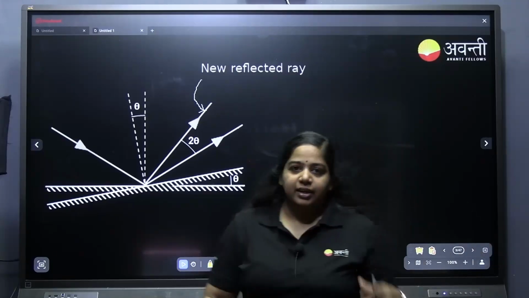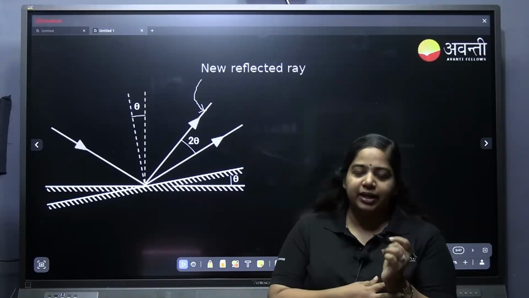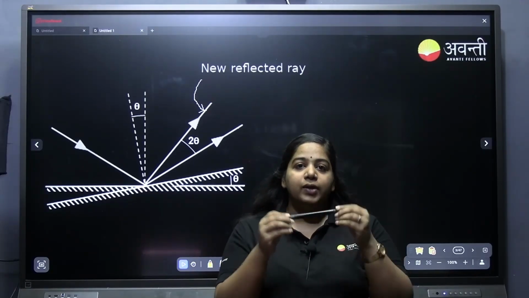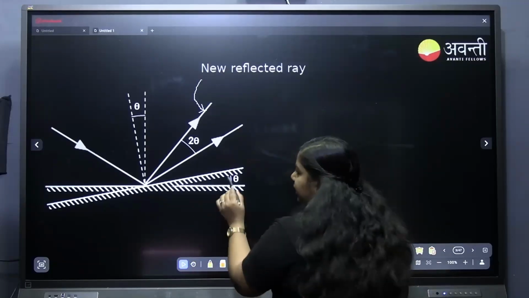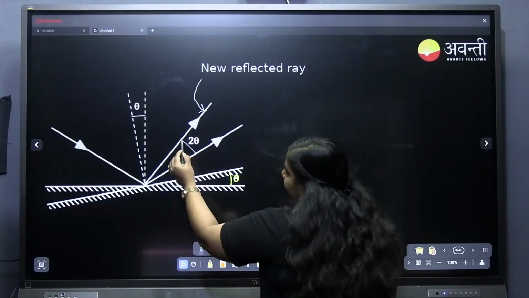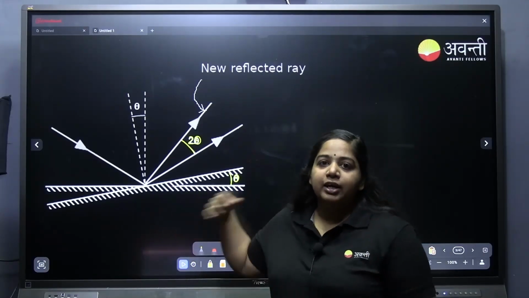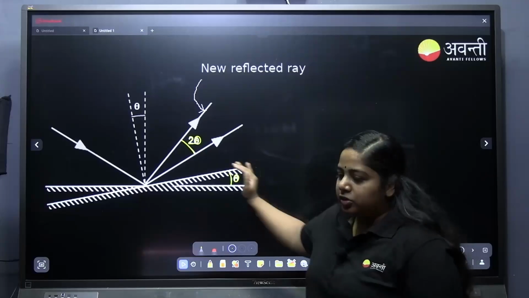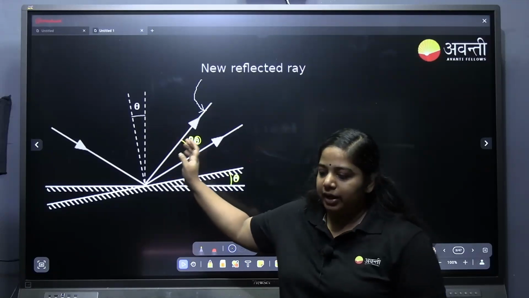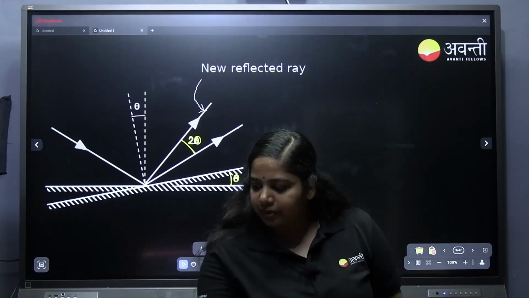Next is, based on the law of reflection, incident angle and reflected angle will be same, right? So what if initially the mirror was like this, we rotated the mirror by theta angle, what will happen to the reflected ray? So as you can see here, mirror has been rotated by theta angle, so our reflected ray will change by 2 theta angle. We don't need the proof of that, you just study it like this. When mirror is rotated by theta angle, reflected ray will change by 2 theta angle. I guess everybody understood this. Can we move on to the next topic?